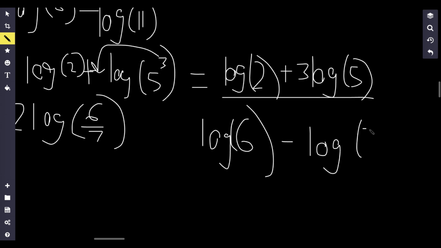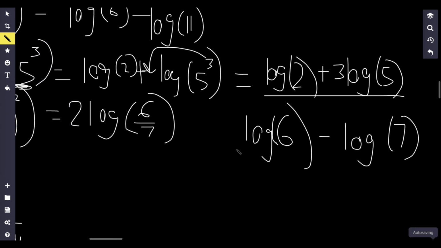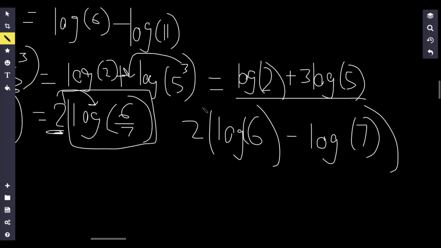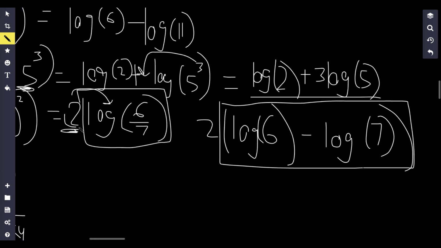Log base 10 of 7. And now don't forget to multiply everything by 2. Because remember, this is 2 times log base 10 of 6 over 7, right? And log base 10 of 6 over 7 is all of this right over here. So that means that when you have this 2 in front, you have to multiply all of these terms by 2. So make sure you do that.